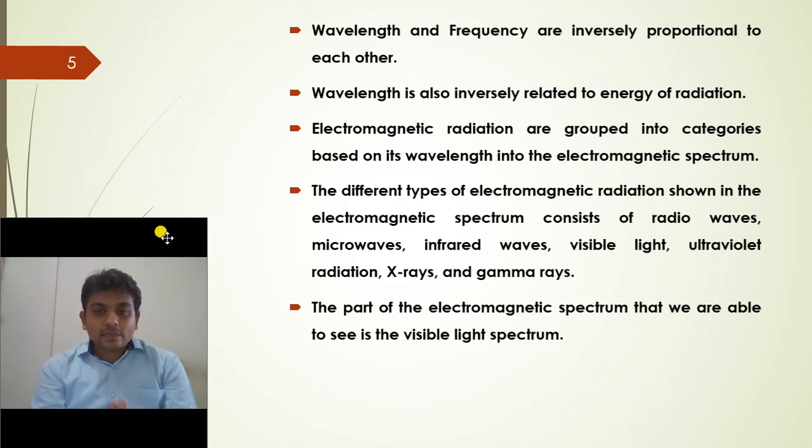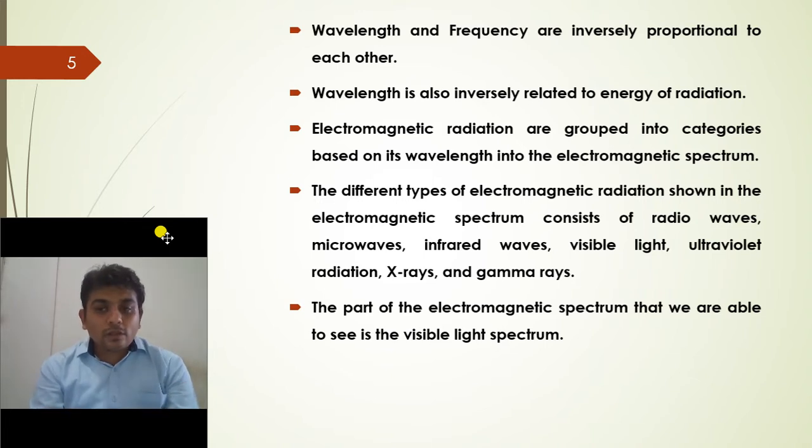Now, electromagnetic radiations, as per the electromagnetic spectrum, are categorized on the basis of their wavelength. That is, they are categorized on the basis of their energy. There are different types of electromagnetic radiations which we have gone through. Among them are radio waves, microwaves, infrared waves, visible light, UV radiations, X-rays, and gamma rays. They compose the entire electromagnetic spectrum.